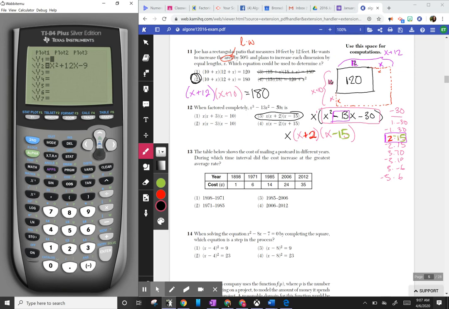It's always important to check your answer. Mistakes do happen. So I'm going to put the original x cubed minus 13x squared minus 30x in y1. And in y2, I'm going to put x parenthesis x plus 2 parenthesis x minus 15. Second graph, those tables are identical, so yes, that is answer choice 3. Okay, that was questions 1 through 12 on the January 2016 Algebra 1 Regents. The next video will have questions 13 through 24.